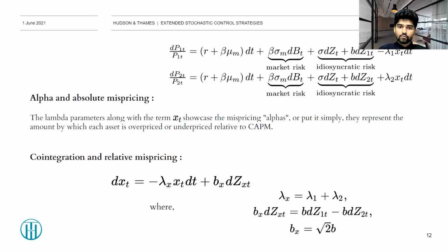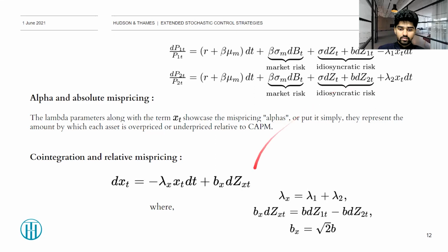XT, as we have seen before, is the difference in the logarithm of the price of the two assets. In order to keep the mispricing between the two assets stationary and the pricing error small compared to the price process, XT is modeled as a mean reverting process. We use the OU model here to model XT. This mean reversion of XT captures the temporary nature of any mispricing.